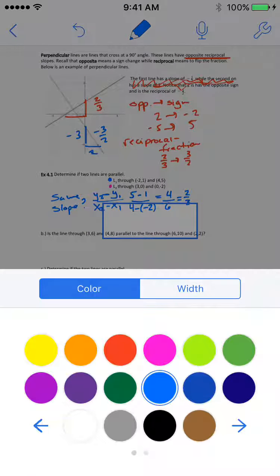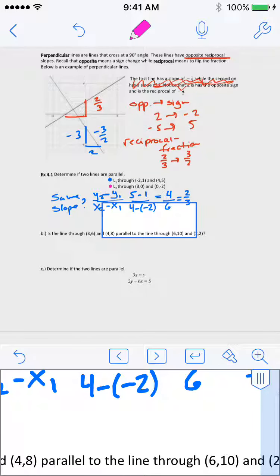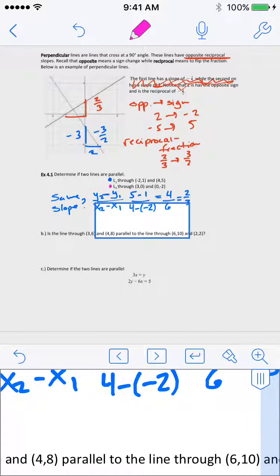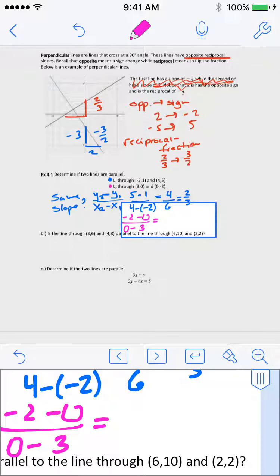So we'll do that one with the other 2 points. It's still y2 minus y1. So y2 was -2 minus y1 was 0, over x2 minus x1, which is 0 minus 3, which is minus 3. Simplify, you get -2 over -3. Negative over negative becomes a positive, you get 2/3.